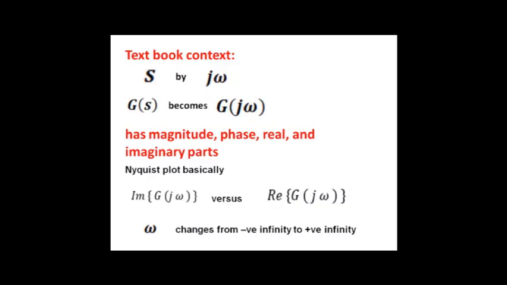The magnitude of the frequency function becomes the radius vector of the polar curve, and the phase angle of the frequency response becomes the angle of the polar curve. The omega, or angular frequency, theoretically changes from negative infinity to positive infinity. Accordingly, the phase angle changes from 0 to 360 degrees.